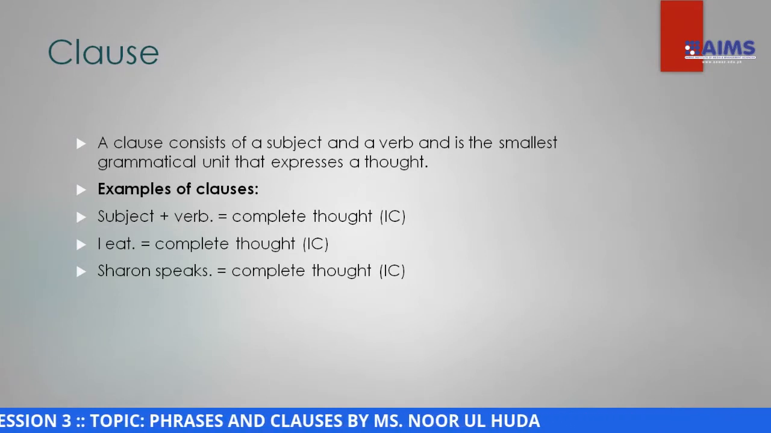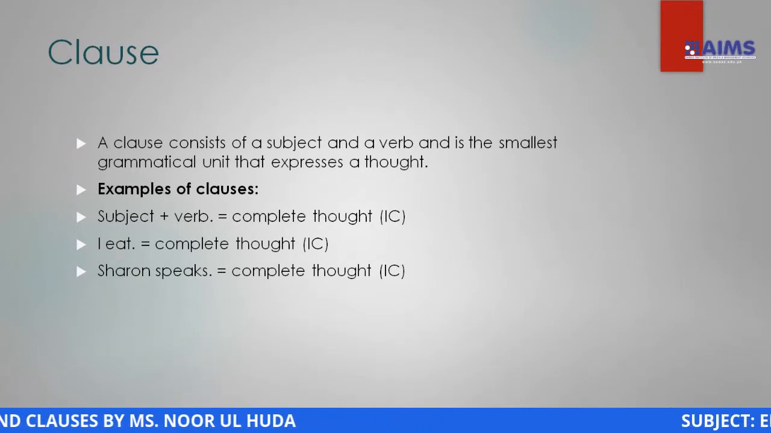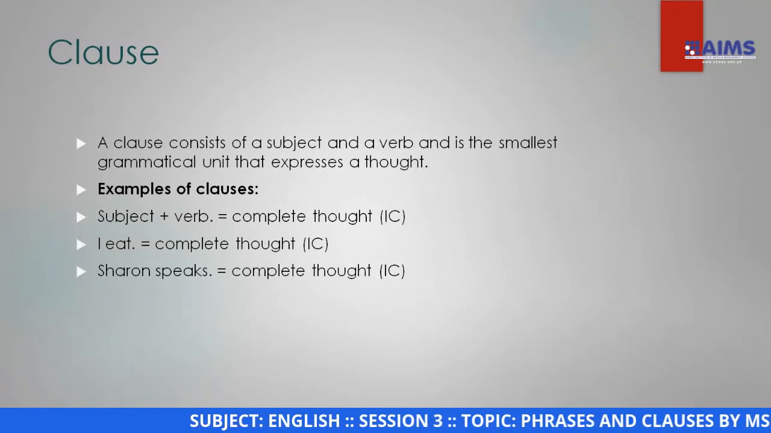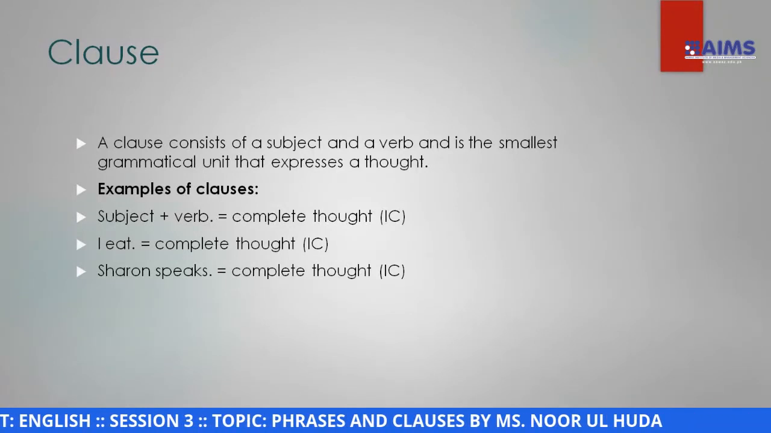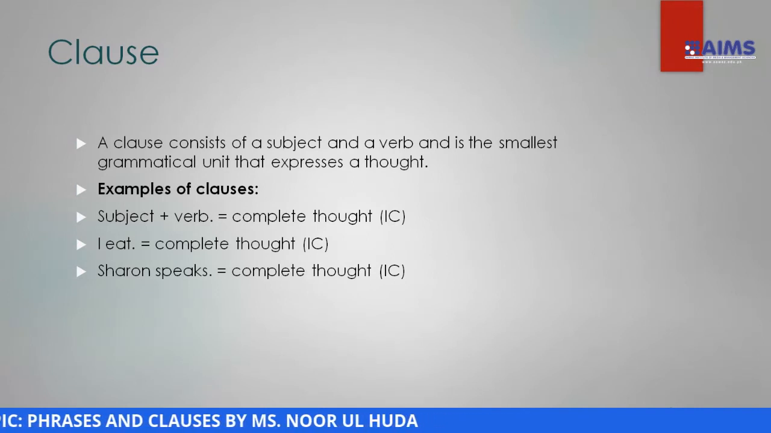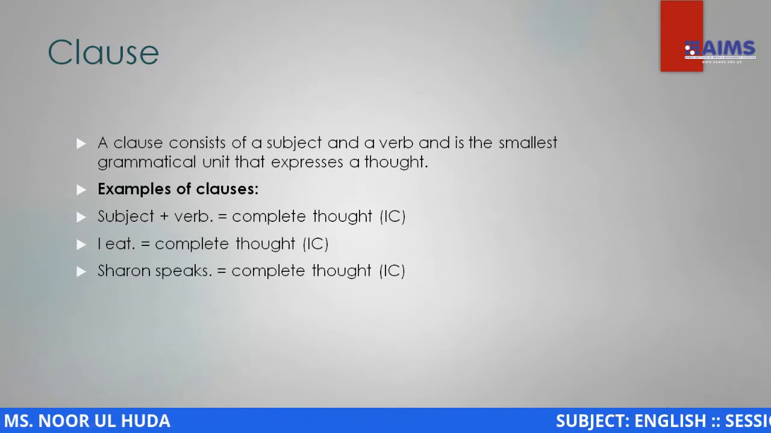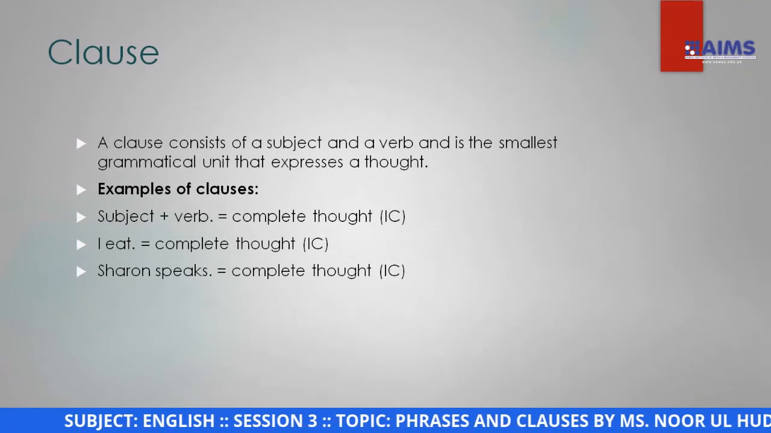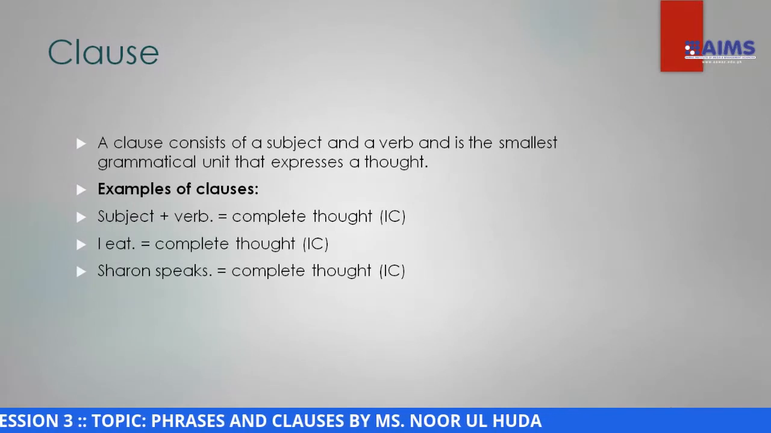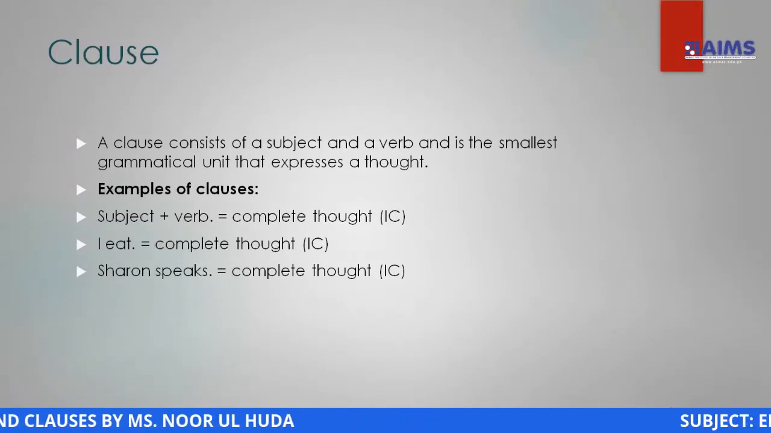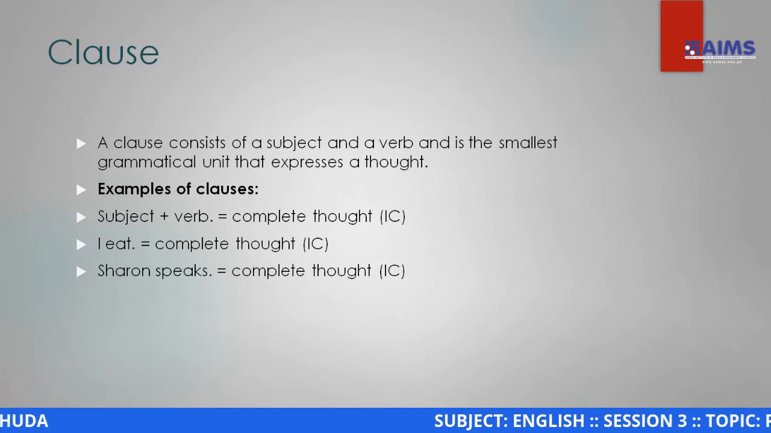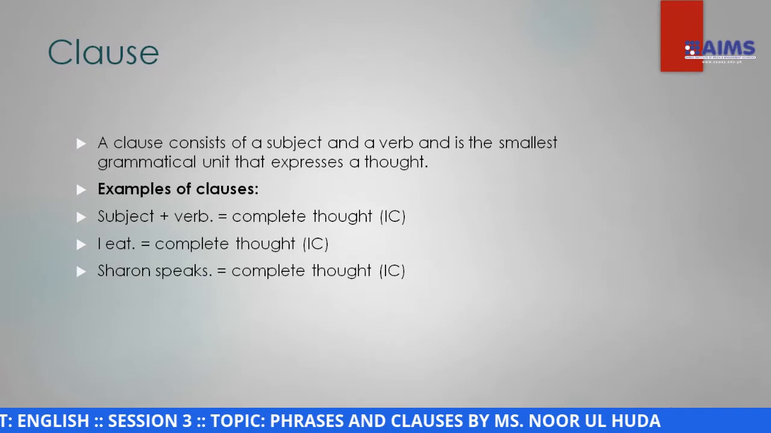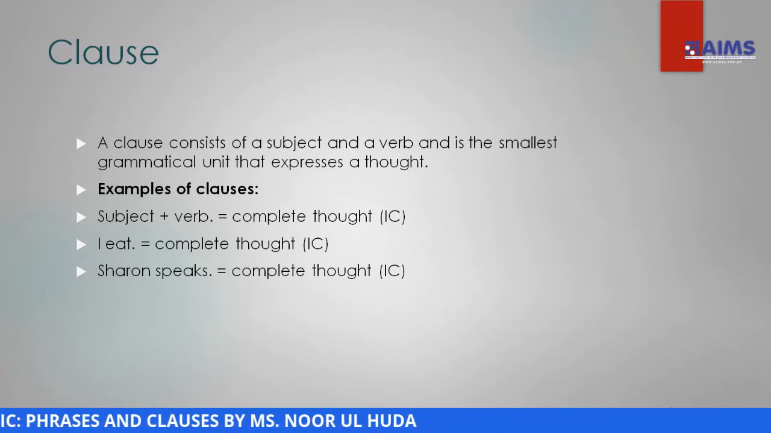A clause consists of a subject and a verb and is the smallest grammatical unit that expresses a thought. What does it mean? Obviously, if we use a single word like table tennis, chair, laptop, speaker, curtain, or door, they are not meaningful, meaning they are not conveying a complete thought to the addressee.